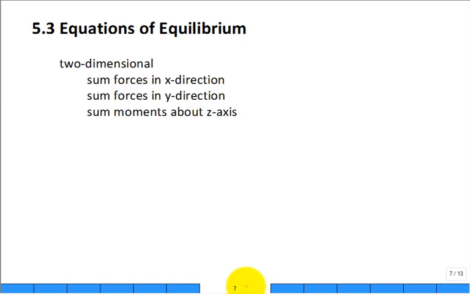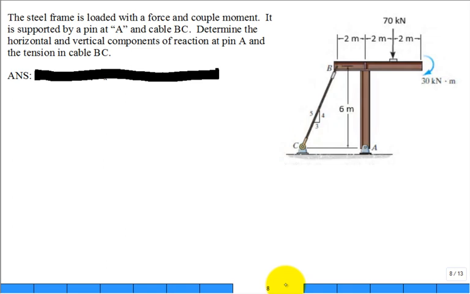So now what we want to do is get those equations of equilibrium for 2D: the sum of the forces in X, the sum of the forces in Y, and the sum of the moments about the Z-axis coming out perpendicular. Let's solve this problem. The steel frame is loaded with a force and couple moment. Well, we need to find our couple moment. There it is. It's 30 kilonewton per meter.